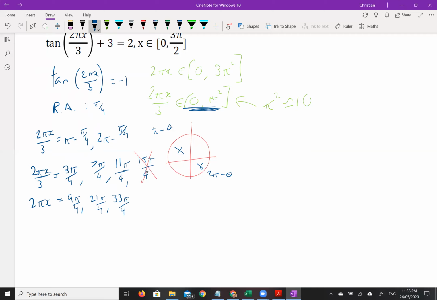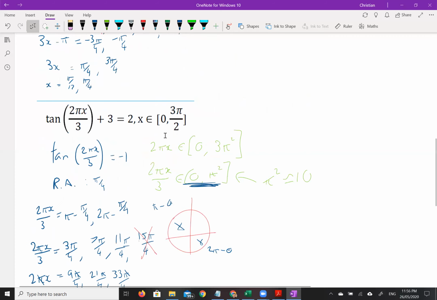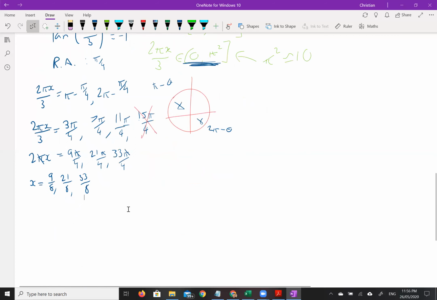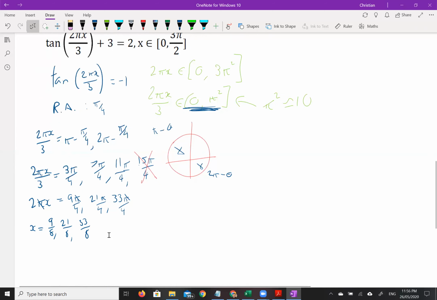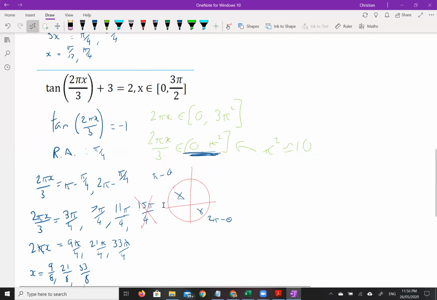And then I'm going to divide both. Actually, I'm going to cheat. I'm going to divide both sides by pi, which is quite literally going to do that, nice and easy. And then I'm going to divide both sides by 2. So I'm going to be left with x equals 9 over 8, 21 over 8, and 33 over 8. And there we go. We're good. We've got our 3 solutions. They fit quite nicely inside the domain, realistically.